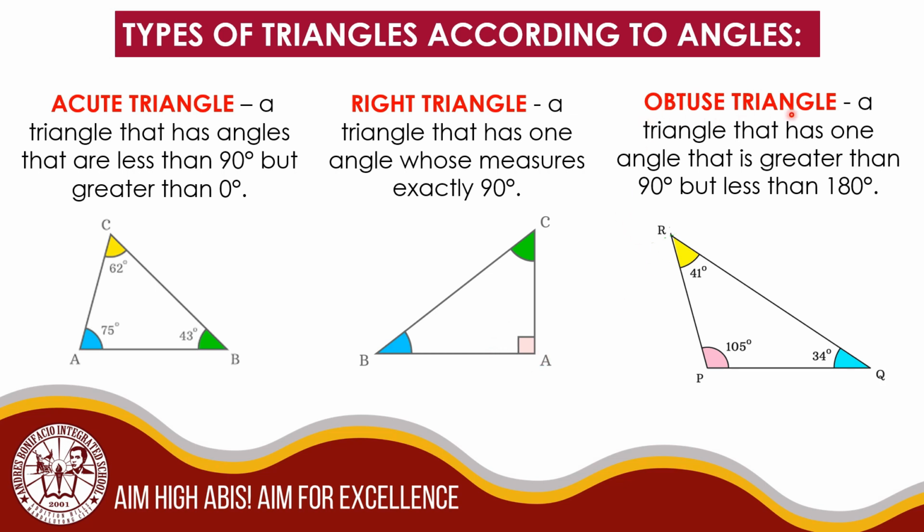Next, obtuse triangle. A triangle that has one angle that is greater than 90 degrees but less than 180 degrees. So we have here triangle RPQ. Angle R is 41 degrees, angle P is 105 degrees, and angle Q is 34 degrees. What do you think is the angle that measures greater than 90 degrees but less than 180? That is angle P. So this triangle is an obtuse triangle.